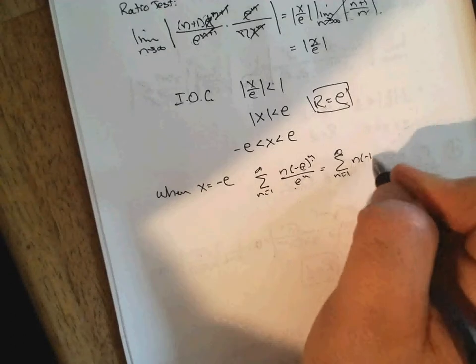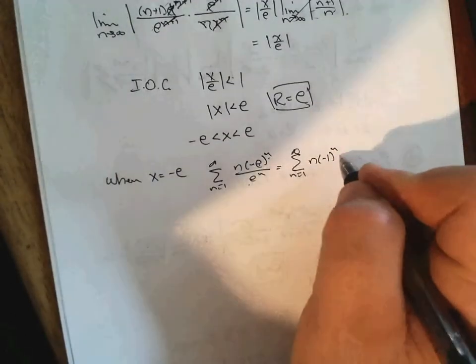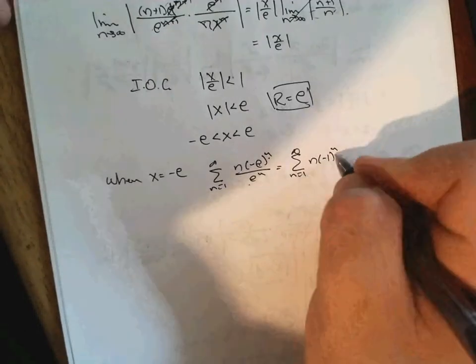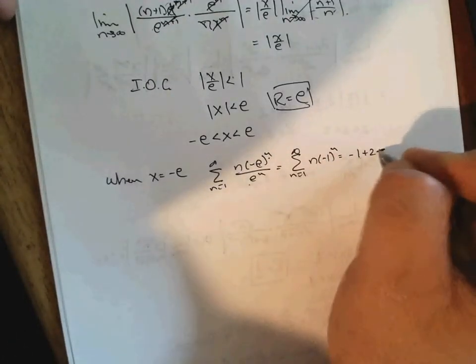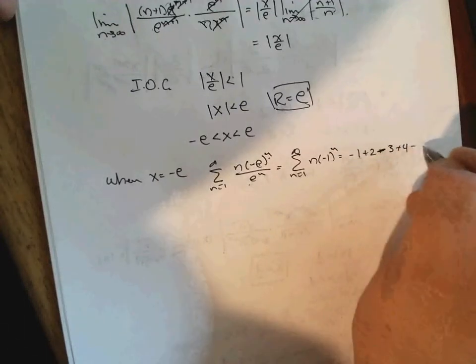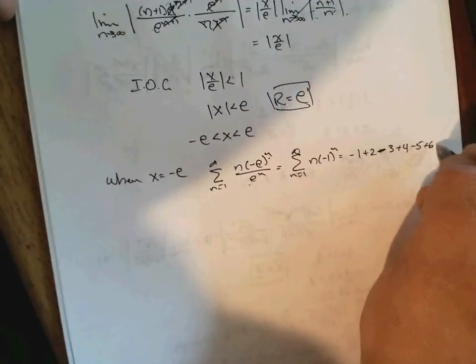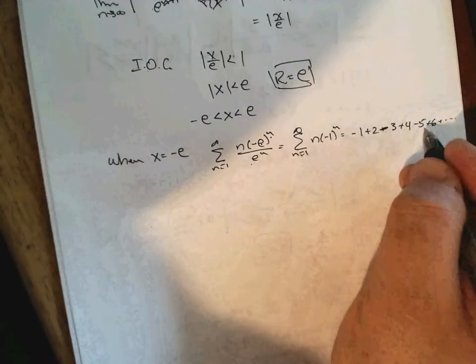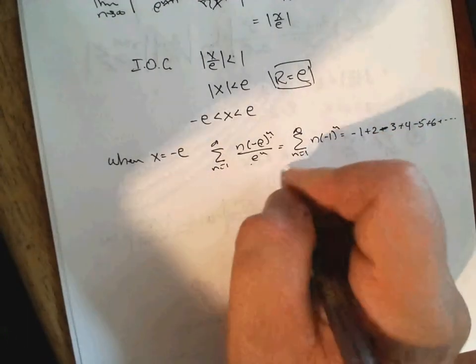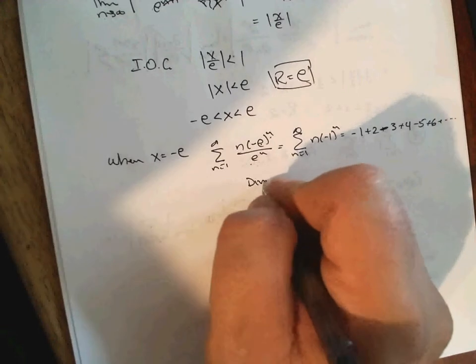Well, negative e to the n and e to the n cancel each other, and you get this. So what does that look like? When n is 1, when n is 2, when n is 3, n is 4, when n is 5, when n is 6, and so on. Okay? What does this do?